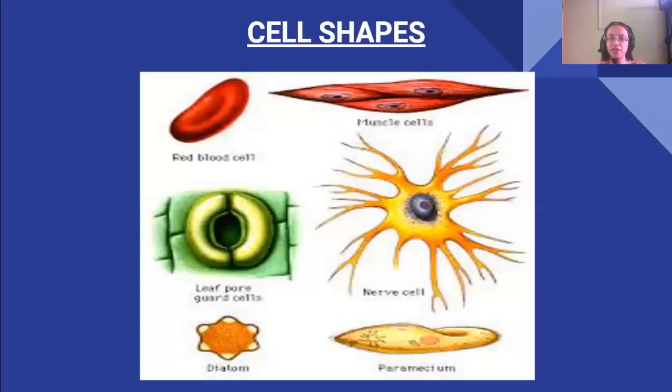See the shape of the cells. This is the blood cell, erythrocyte, red blood cell. This is the mycocytes, that is the muscle cells. This is the nerve cell with so many dendrites, and one axon. Any of the dendrites becomes long and becomes the axon. Then this is the stomata. See, the stomatal cell, that is the guard cells, which has a pore. Then this is a diatom. This is paramecium. You can see it's a slipper-shaped cell.